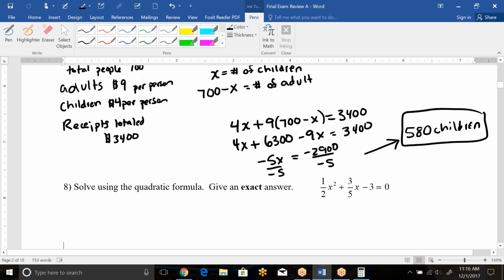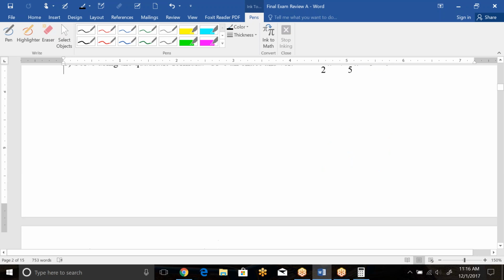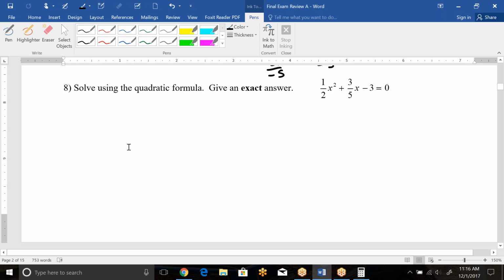Okay, number 8 says solve using the quadratic formula and then give an exact answer. That means do not turn your answer into decimal answers. Do not calculate it that way.